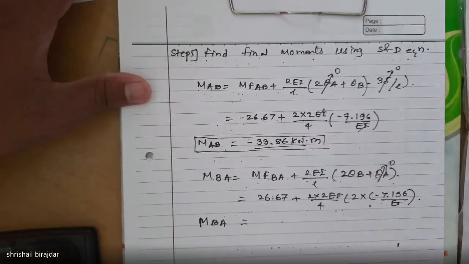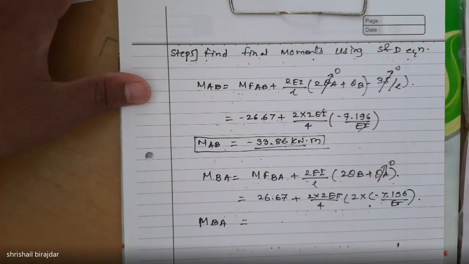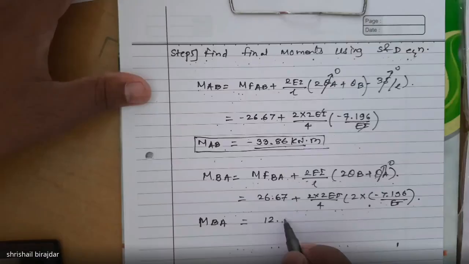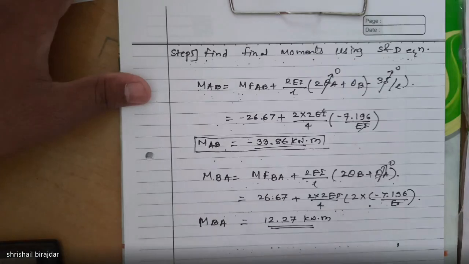Try to calculate on your own. 2 multiplied by 7.1, 12.27, sir. How much? 27.278 kilonewton meter, sir. Correct. Exactly, we will get this particular moment.